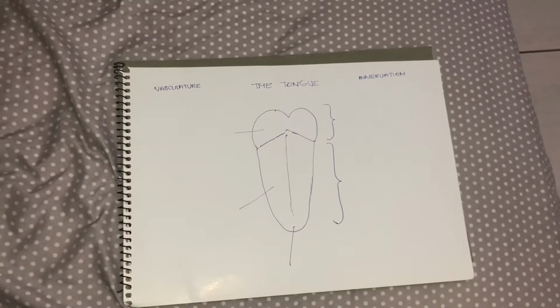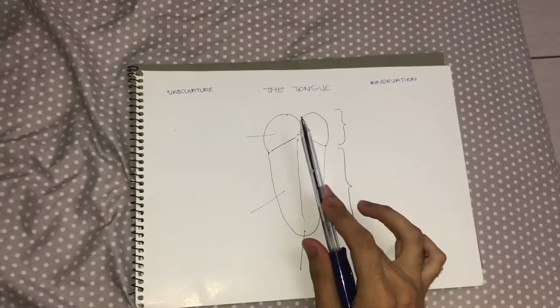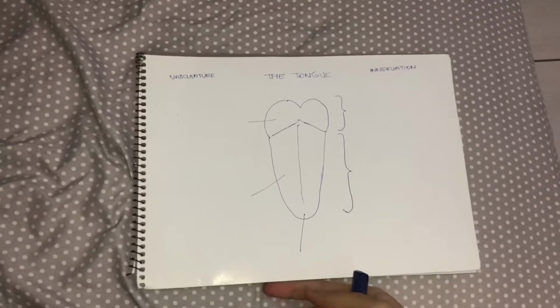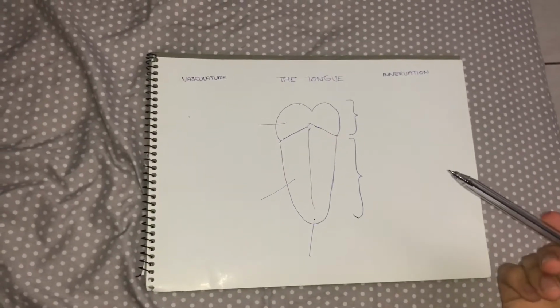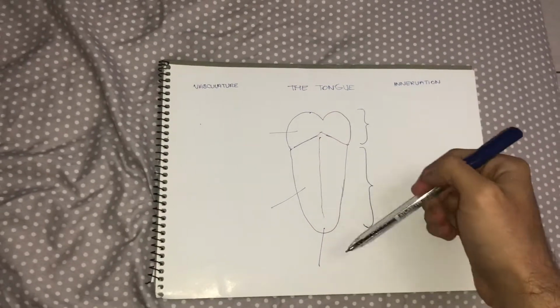Hello everyone, in today's video we'll talk about the vasculature and the innervation of the tongue. So we'll talk about the different parts innervated by what nerves, what they innervate, and the different parts of the tongue, as you can see. So first of all, let's start with labeling the basic anatomy of the tongue.